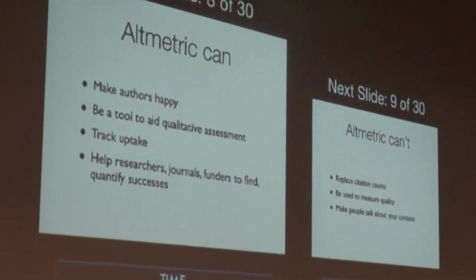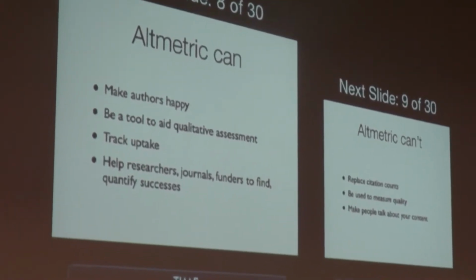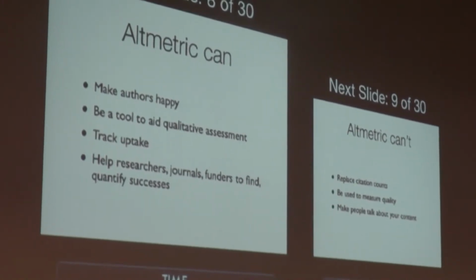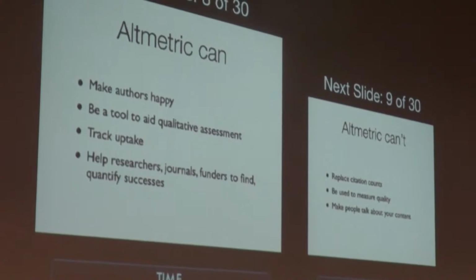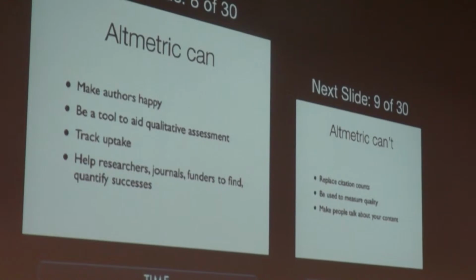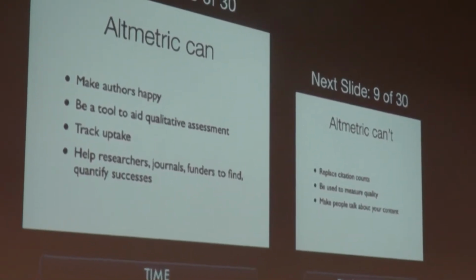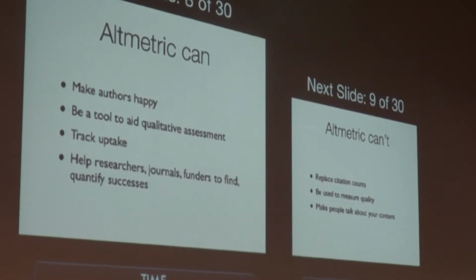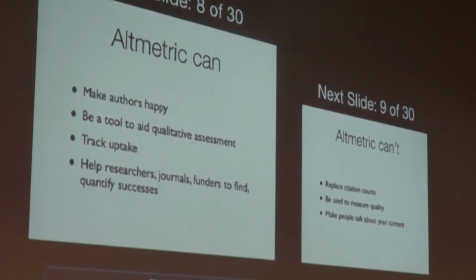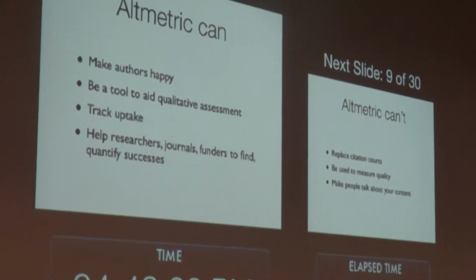What you can do with our metric, and you can substitute the other tools in there, is make authors happy, for example. It's maybe not a great surprise, but if you're an author, you want to know what people are saying about your work. And it can be a tool to aid that qualitative assessment. You might not put in a grant proposal that your articles were tweeted 20 times, but you could say there's evidence here, an indicator that it was picked up by, say, these NGOs, or the Department for International Development.